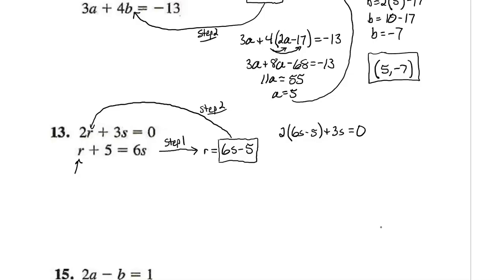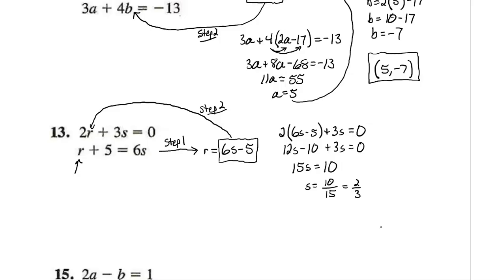Now solve this. A little bit of distributive property. 12s minus 10 plus 3s equals 0. Now combining like terms. 12s plus 3s is 15s. And add the 10 to move it over to the right side. Now divide by 15. This is 10 divided by 15, which reduces to 2/3.